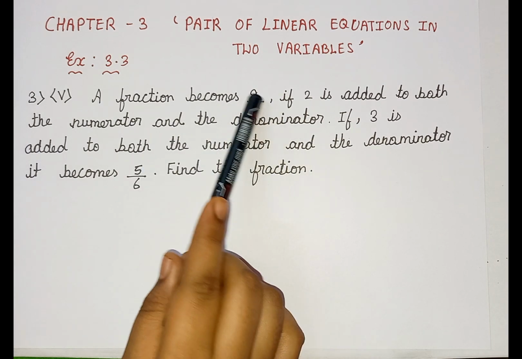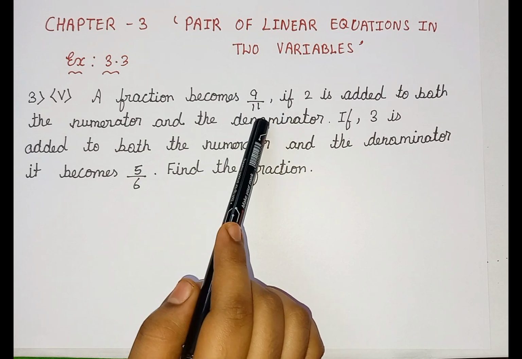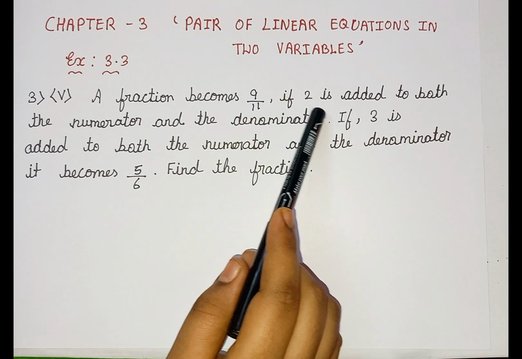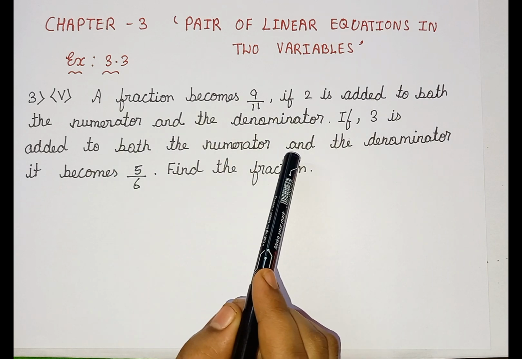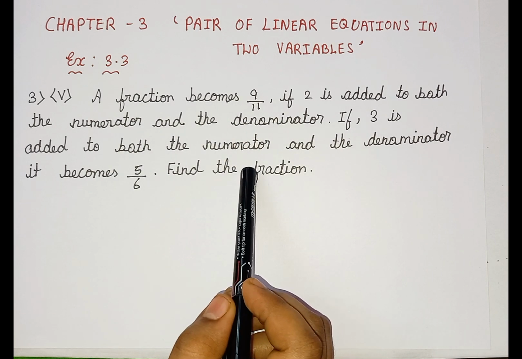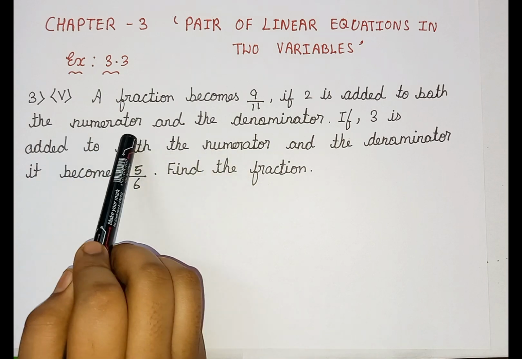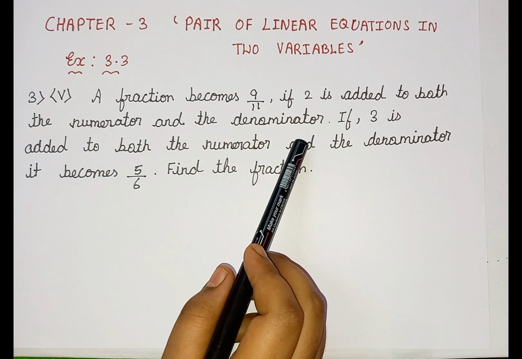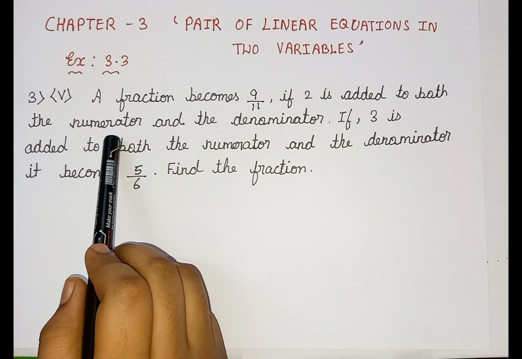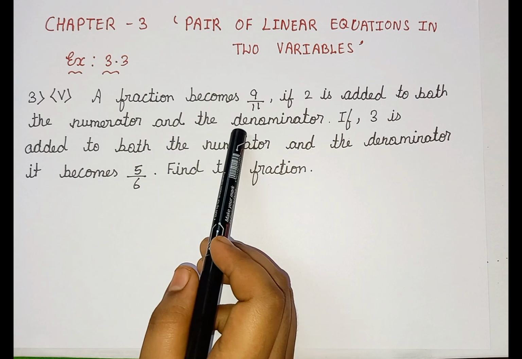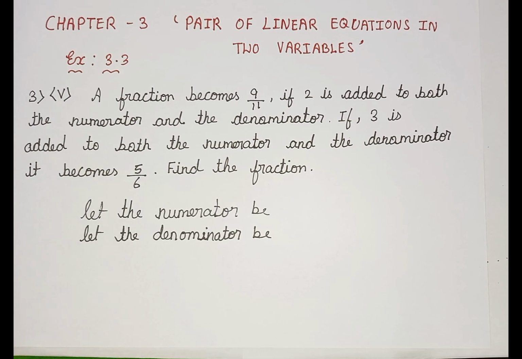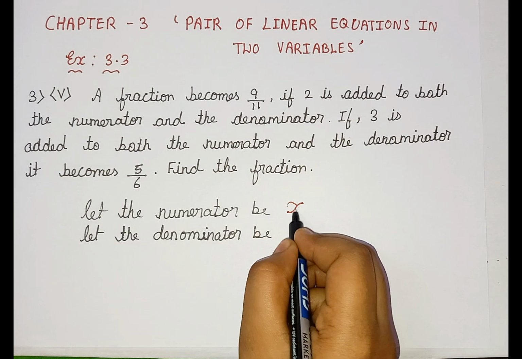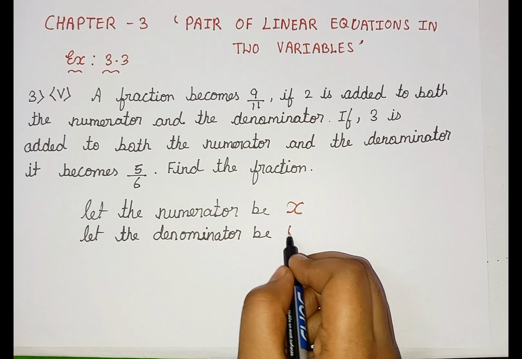Okay, so here they are talking about a fraction. That fraction becomes 9 by 11 if we add 2 to the denominator as well as the numerator. So since most of the things are based on numerator and denominator, let us assume the numerator is x and the denominator as y.